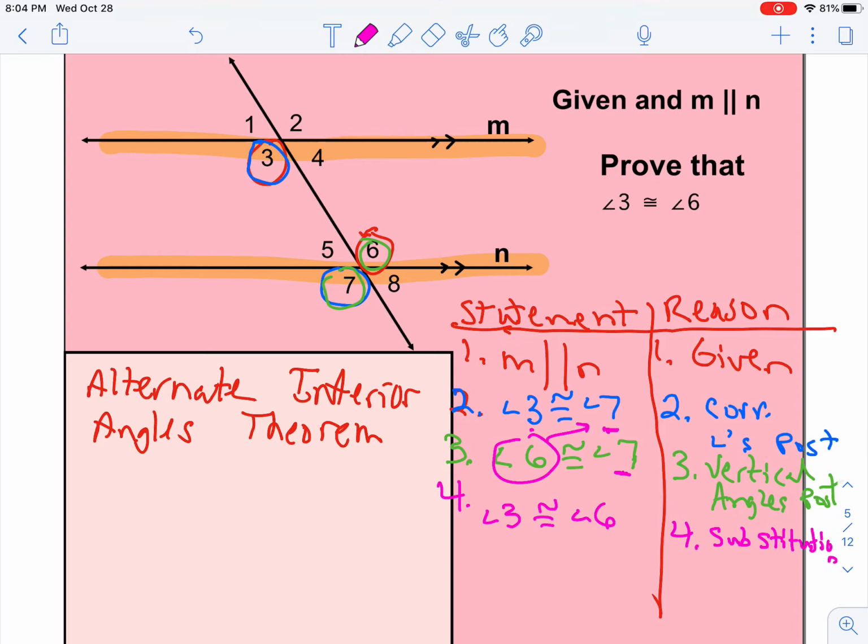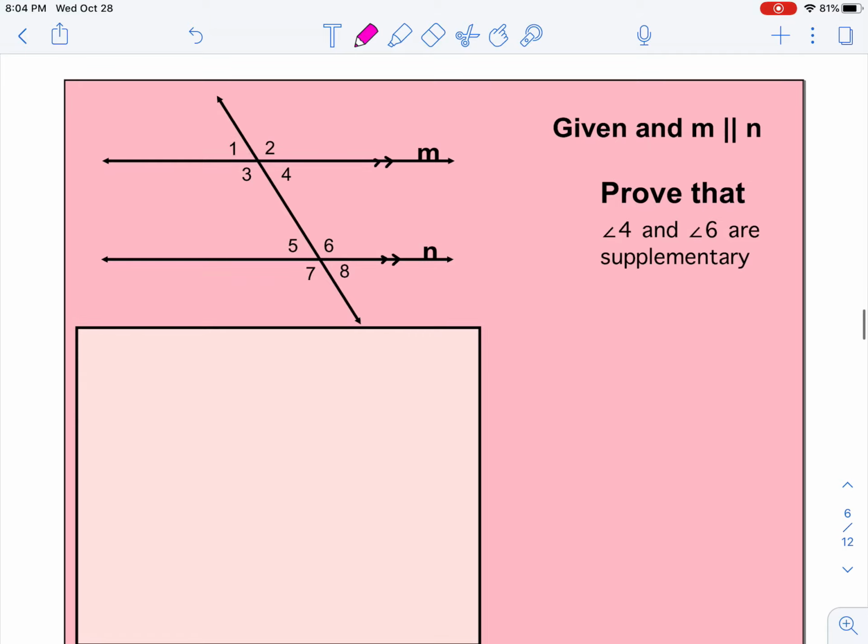Now, if you write transitive instead of substitution, that's fine. Substitution and transitive are very similar, and it kind of just depends on how it's written, which one you might say. All right, here's our next one.